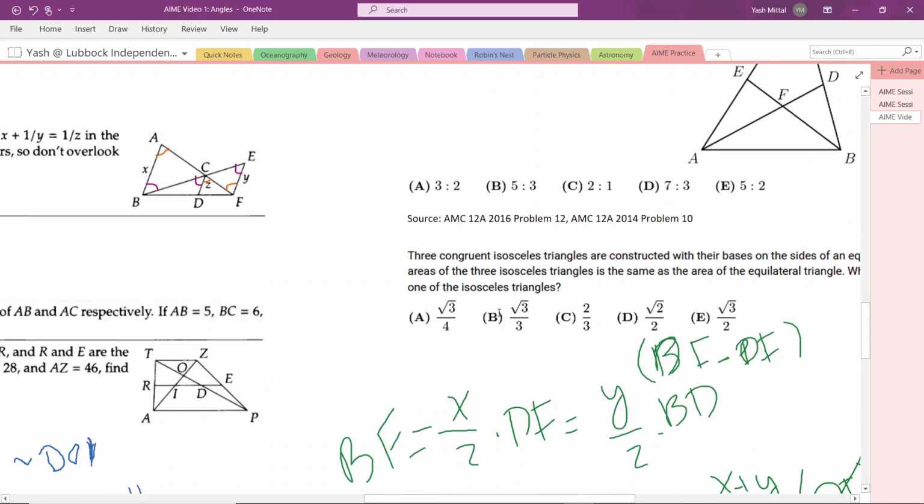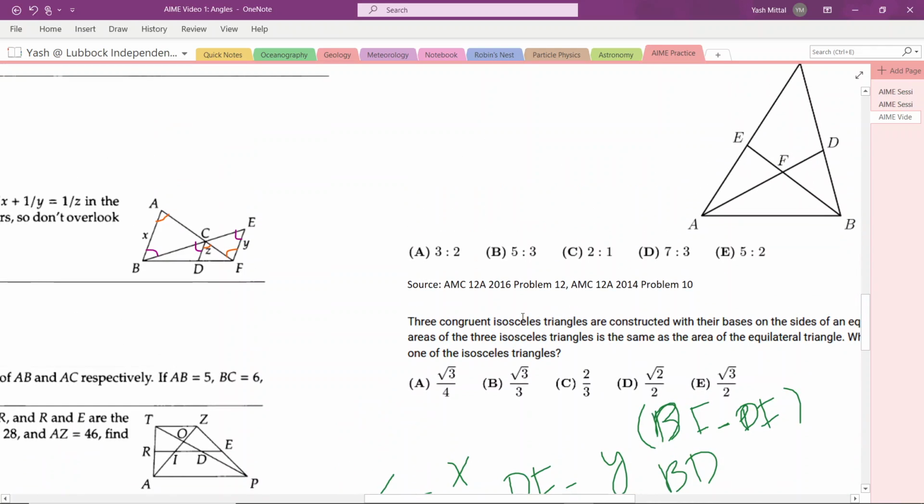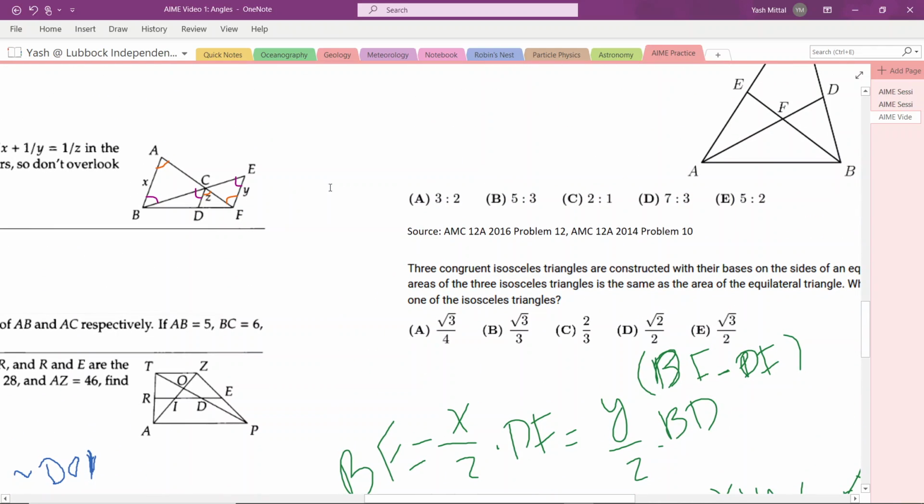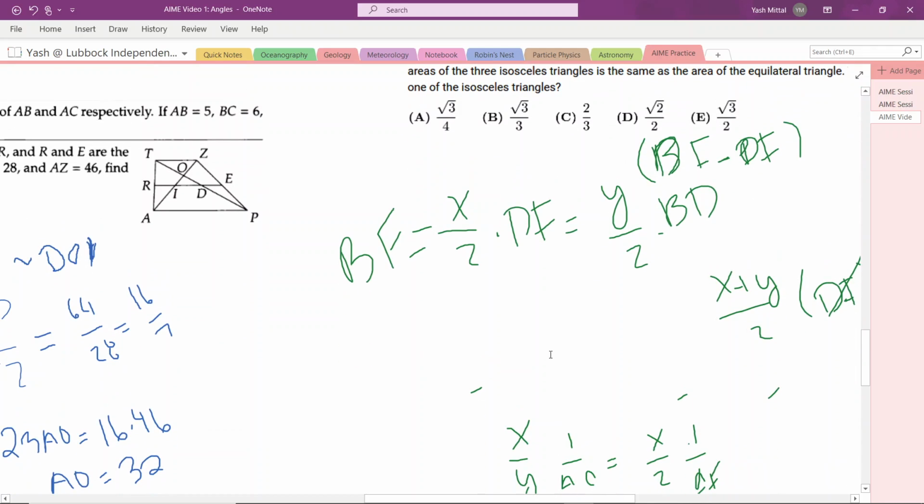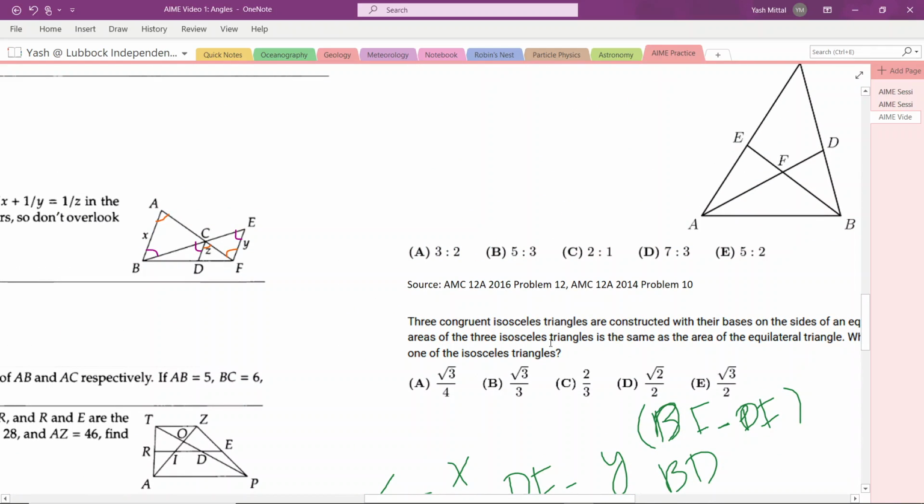I tried doing AC times BF. I thought it was a dead end. Tried another way. That was a dead end too. So I went back to it and I was like, all right, I tried a new way, BF minus DF, and was able to compare all of this right here through a bunch of algebra. And I feel like there's an easier way to do it.